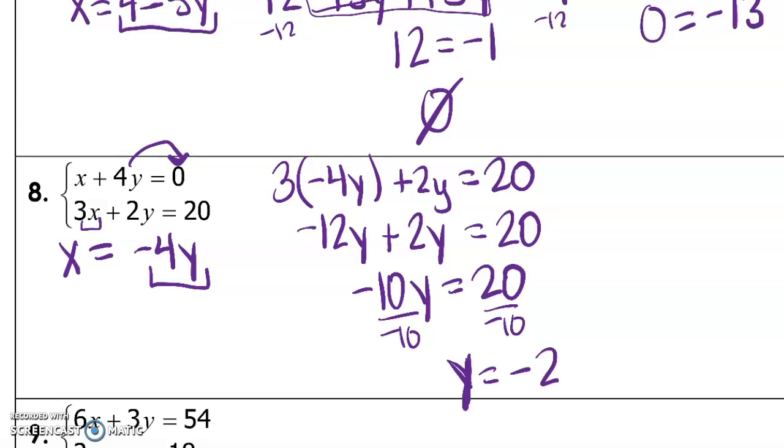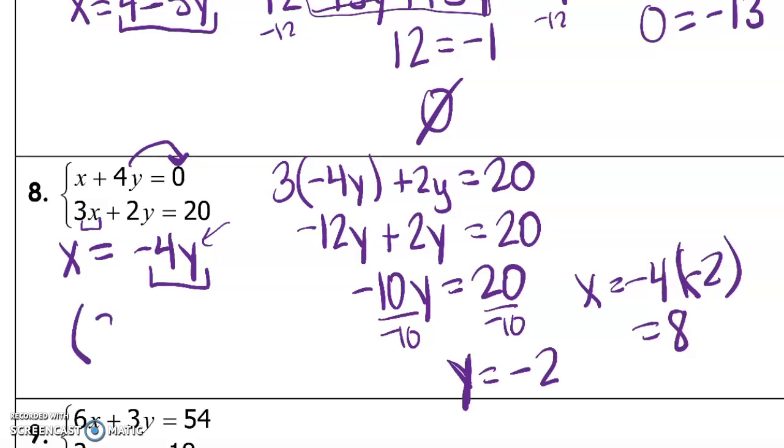So now we're going to want to plug that back in right here. X equals negative 4 times negative 2, which is positive 8. When you write your ordered pair, it's very easy to get them mixed around. Since you got negative 2 first, you want to write that first. But remember, your ordered pairs have to go x, y. So we need to do 8, comma, negative 2.